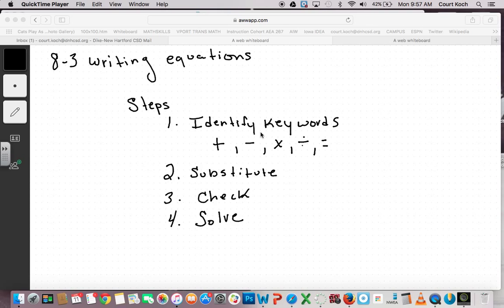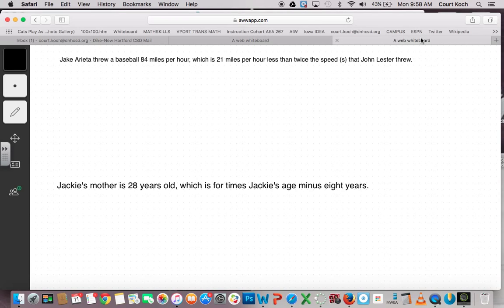Then you're going to substitute those symbols for the words that you see in the problem, and substitute numbers and variables that you know or that are given in the problem. Then we're going to check to make sure that things look all right. This will be a big step for us because if things don't look right, we're not going to get the right answer. You're really going to need to use your number sense in step 3. And then finally, step 4, we're going to solve it just like we did last week with single-step and multi-step equations.